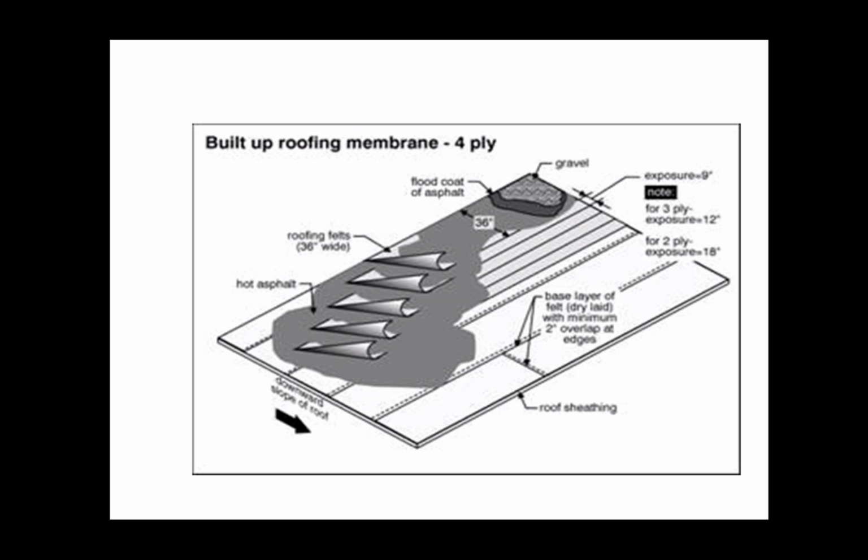All right, just a detail again of what a built-up roofing membrane is. This one's a 4-ply one, using the hot asphalt. You can see what the various plies and exposure limits are. And they put that right directly on top of the sheeting.